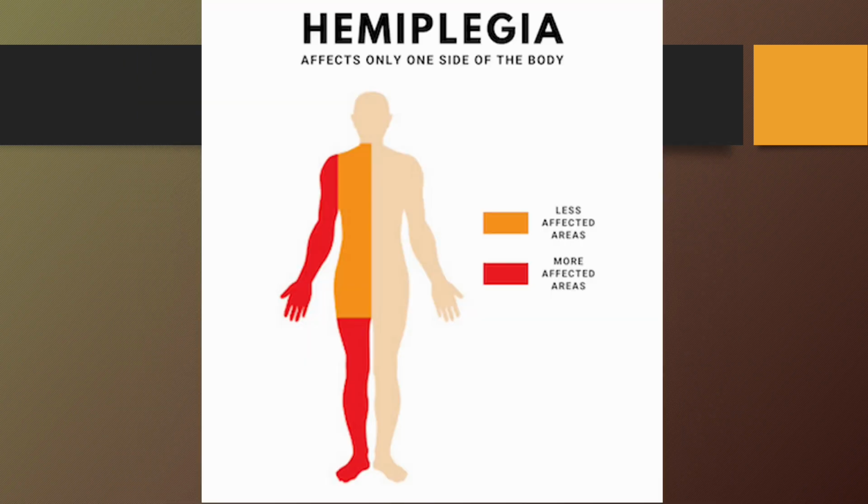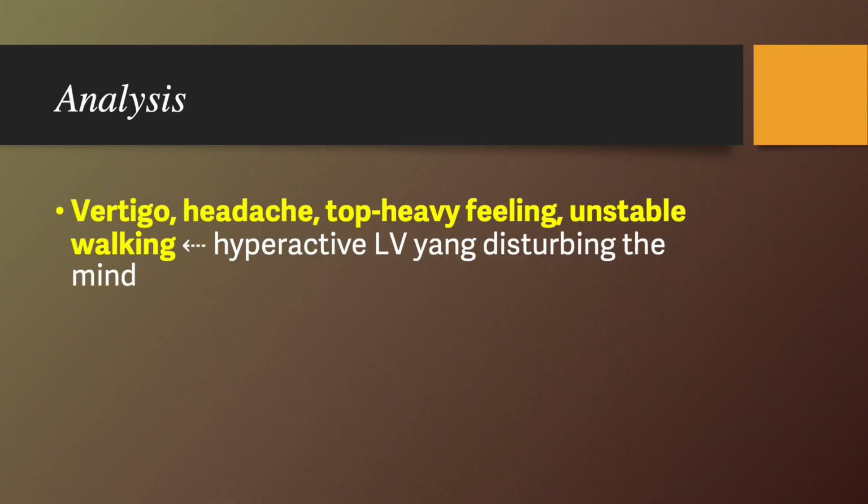Alternatively, neck rigidity, tremor of the limbs, numbness of the hands and feet, slurred speech, a deviated tongue, sudden collapse, unconsciousness. Deviated mouth and eyes, hemiplegia, tongue stiffness, and phlegm sounds in the throat may also be present. This pattern often follows hyperactivity of liver yang.